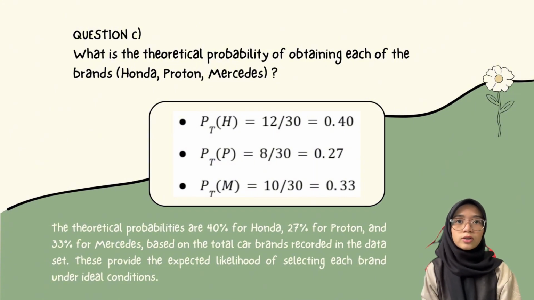So the theoretical probabilities are 40% for Honda, 27% for Proton and 33% for Mercedes based on the total car brands recorded in the data set. This provides the expected likelihood of selecting each brand under ideal condition.